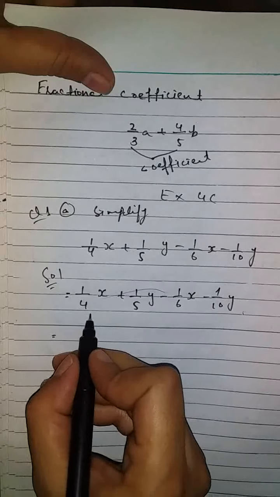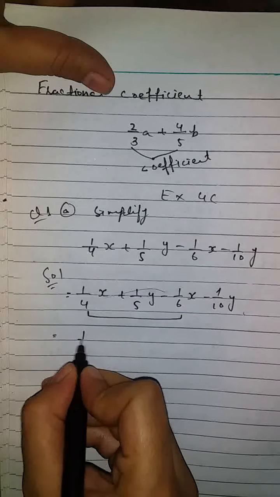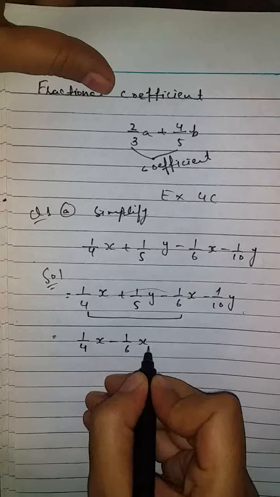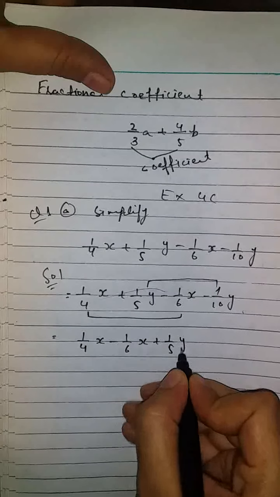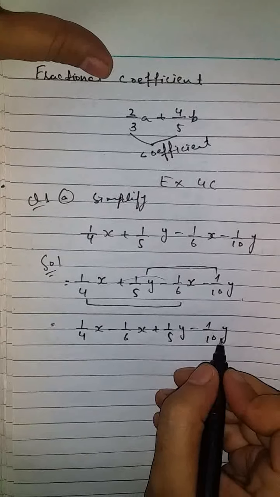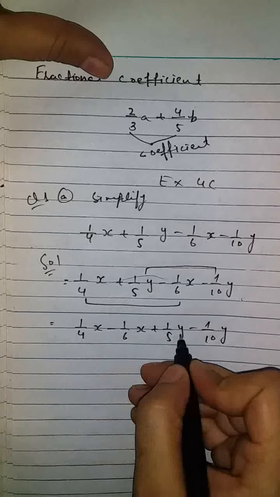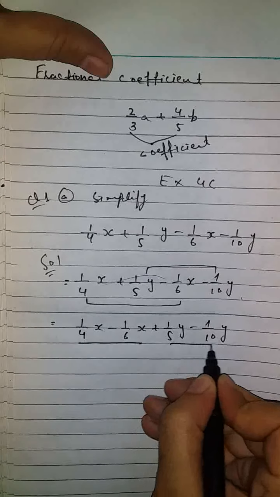First we combine like terms. Like terms means the same variable. There is 1 by 4x and then minus 1 by 6x, after this 1 by 5y minus 1 by 10y. Got it? Now we solve only like terms, not unlike terms. Just like x solves with x and y solves with y. First we solve these two terms and then we solve the other two terms.